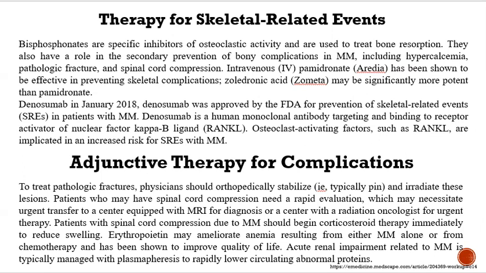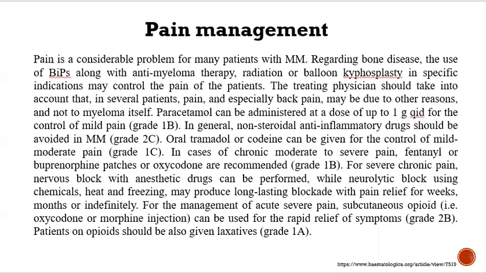Erythropoietin may ameliorate anemia resulting from either multiple myeloma alone or from chemotherapy, and has been shown to improve quality of life. Acute renal impairment related to multiple myeloma is typically managed with plasmapheresis to rapidly lower circulating abnormal proteins.